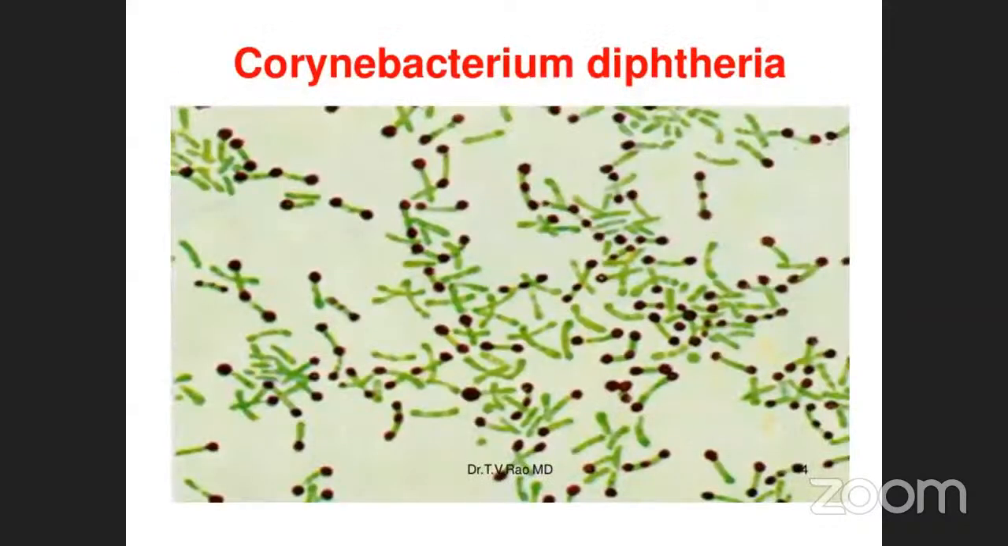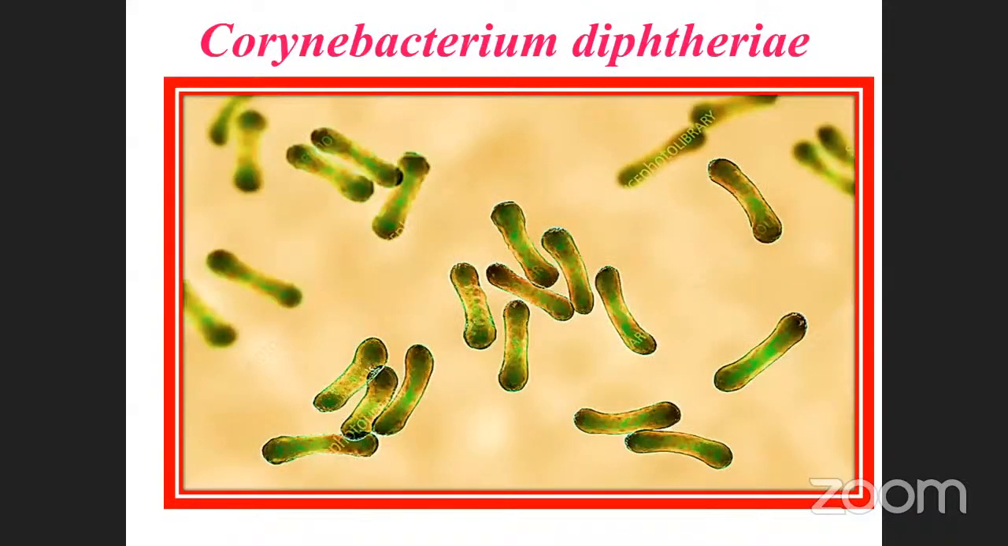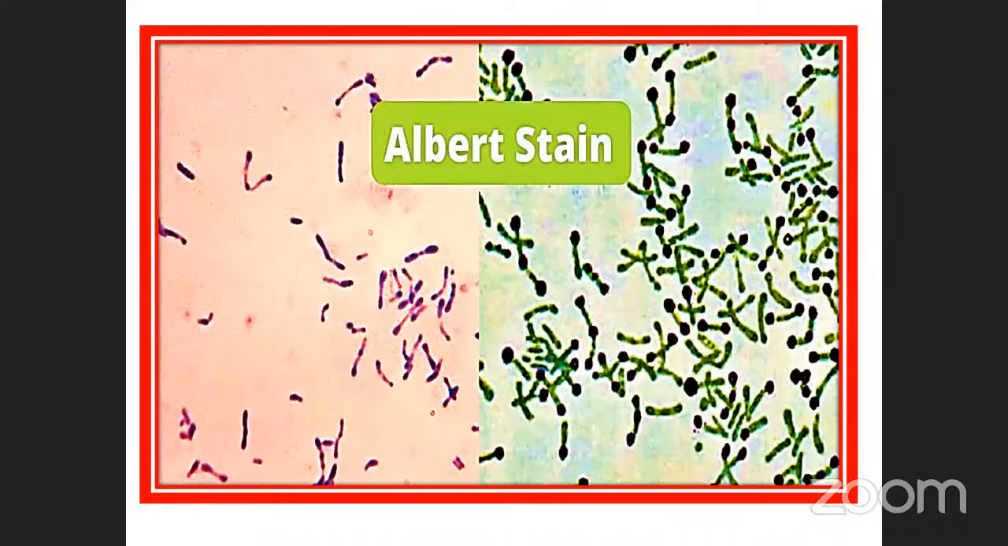This is the structure of Corynebacterium diphtheriae. See the next one, another enlarged view, or closer view. The stain is called Albert stain. Which stain is used for the identification of the diphtheria bacteria? Albert stain. You note it down, very, very important. They may ask which stains are used for the identification of such bacteria.